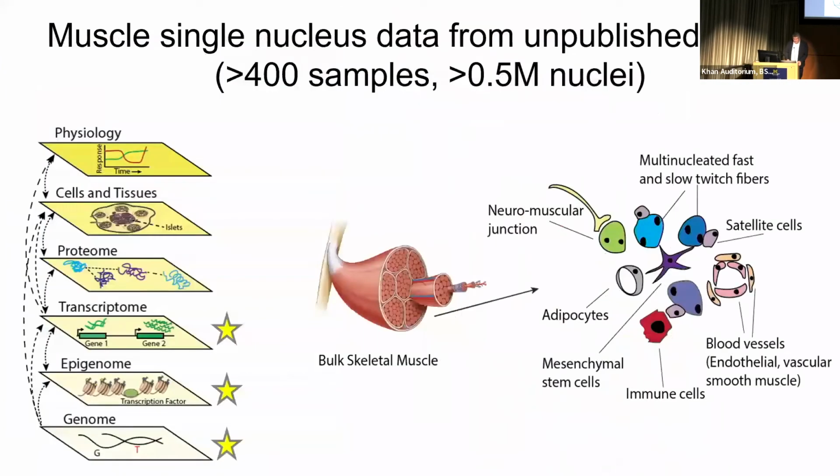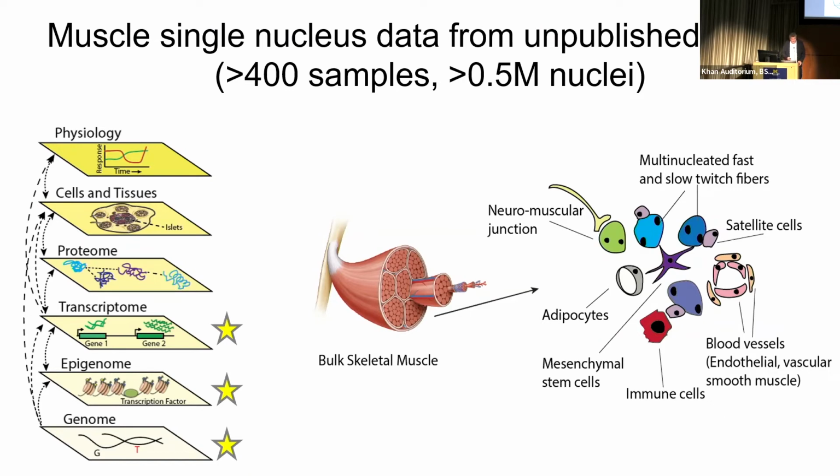So what we've done, and this is all in published work, is single nucleus profiling across over 400 different samples, and collectively this represents a little over 500,000 nuclei. And we've profiled these samples at 3 different levels: at the genetic level, so the genome, at the single nucleus chromatin accessibility level of ATAC-seq, and also at the single nucleus transcriptome level.